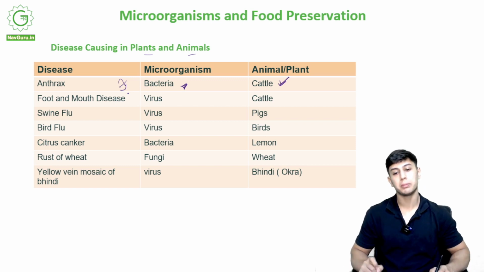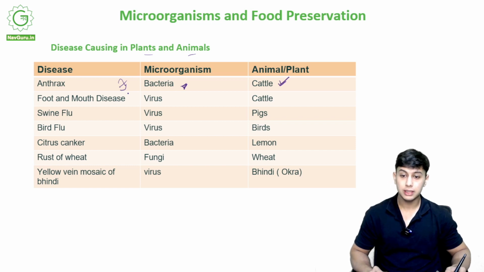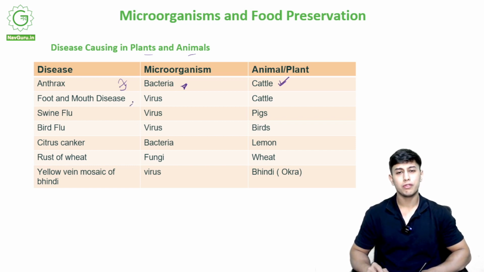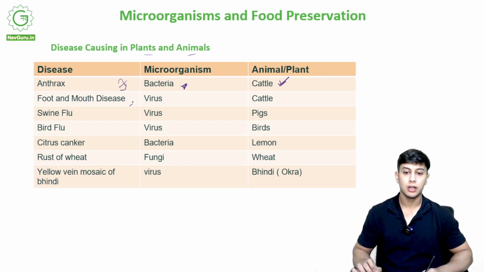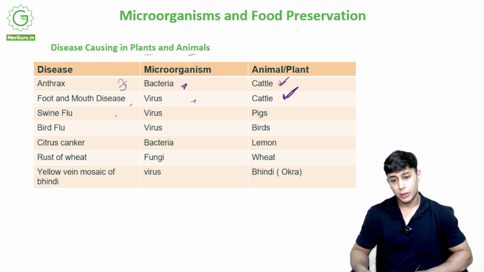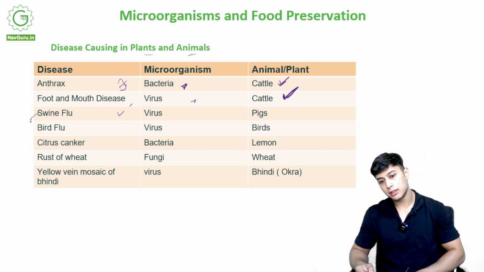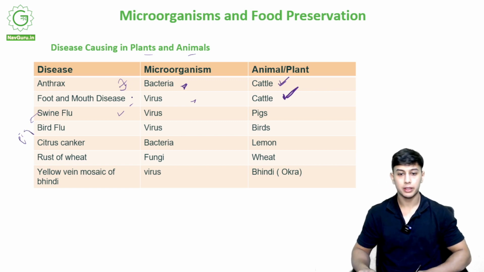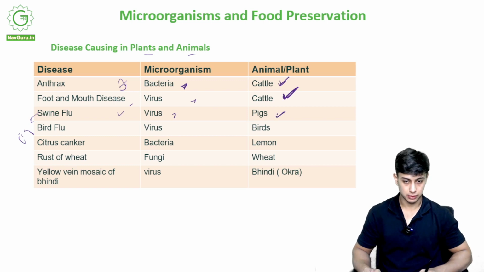Another disease is the foot and mouth disease. I will show you the pictures. Foot and mouth disease, what happens is you get a lot of poxes. In Hindi we call it dane, all the poxes on your hands, foot and mouth. This is also done through a virus, and it is affecting cattle, not humans, animals, cows, cattle. Swine flu, the name swine means pig, so it affects pigs. It is a virus.